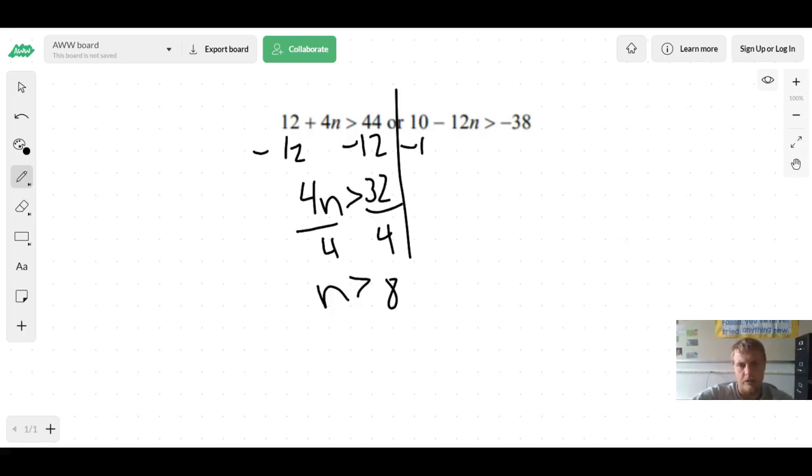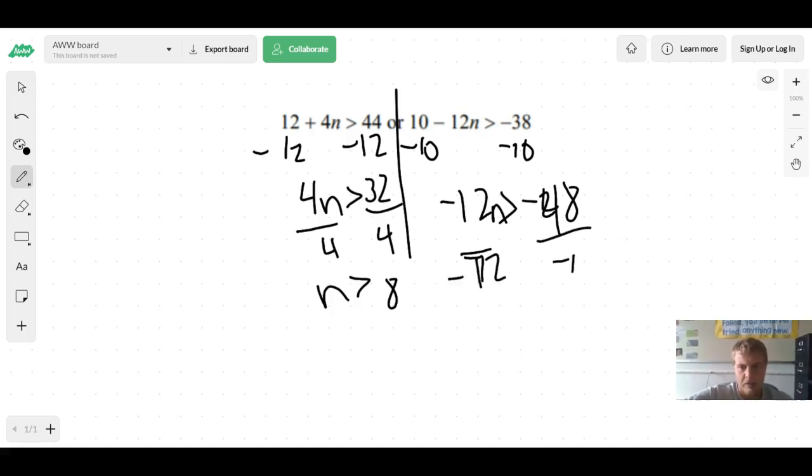For this other side, we'd do the same thing. I'm going to subtract 10 on both sides. I'll get negative 12n is greater than negative 48. Then we'll divide by negative 12, divide by negative 12. I'm going to get n is less than 4. And the reason that happened was because we divided by a negative, so it flips the sign.